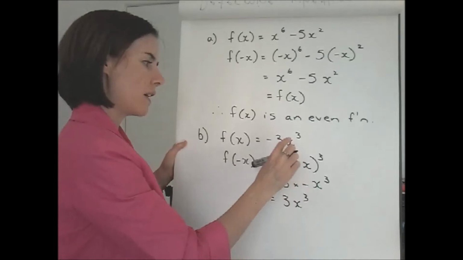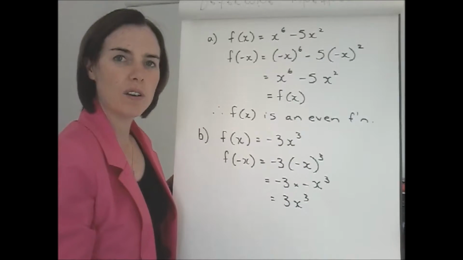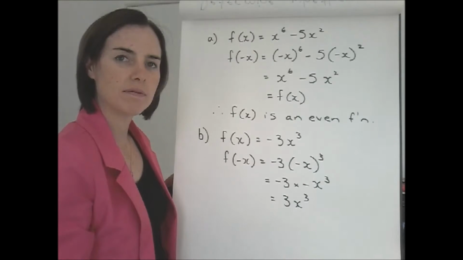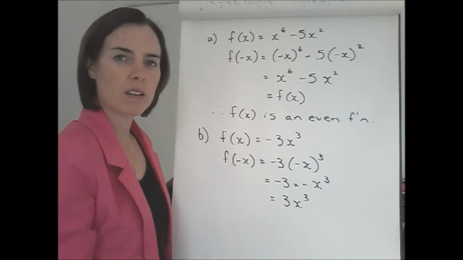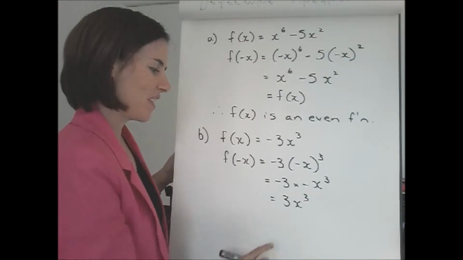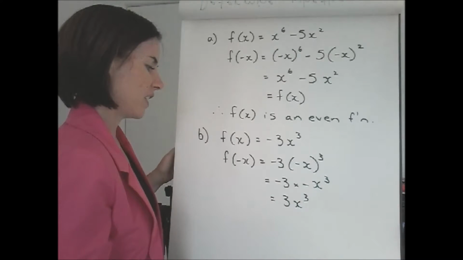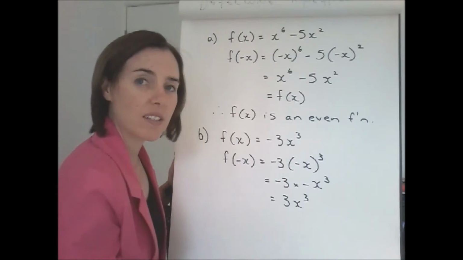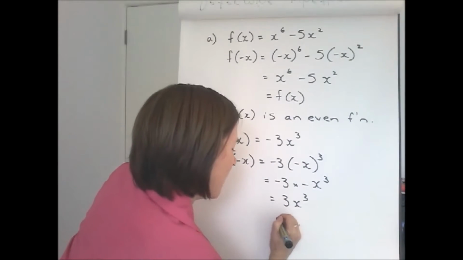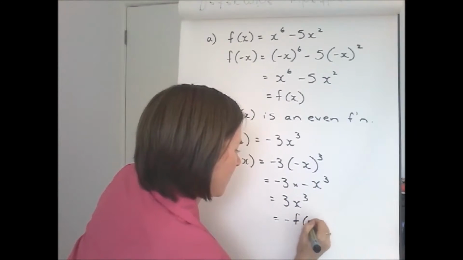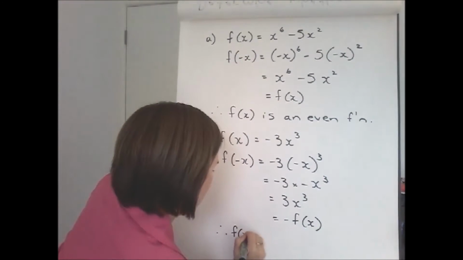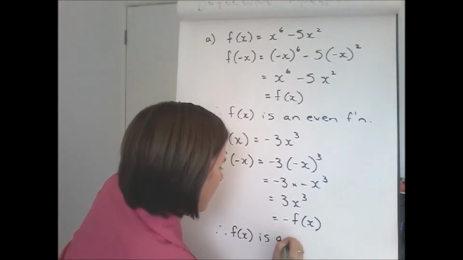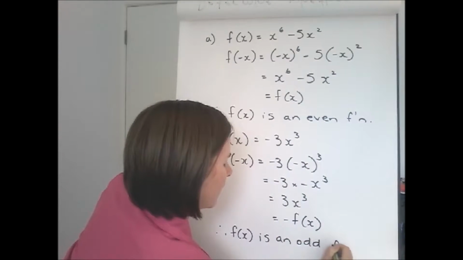So is this the same as what we started with? No. So it's not an even function. Is this the exact negative of what we started with? Yes, it is. So that's the definition of an odd function. So to set my working out nicely, I'll write it's the negative of f(x). Therefore, f(x) is an odd function.